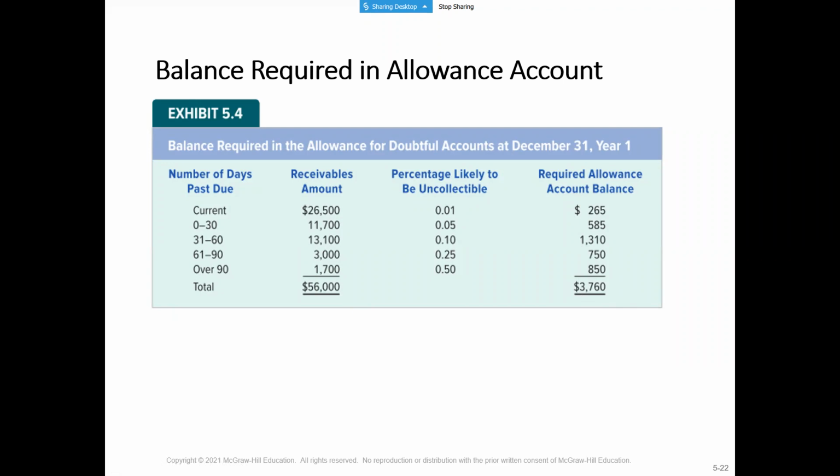If we had, say, a balance of $2,000 to begin with, then our entry for the year would be the difference between the beginning balance and the ending. So it'd be a $1,760 entry to increase allowance for doubtful accounts and to increase uncollectible accounts expense.